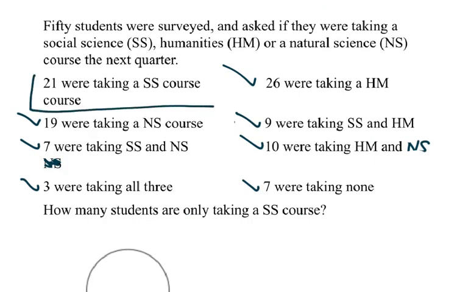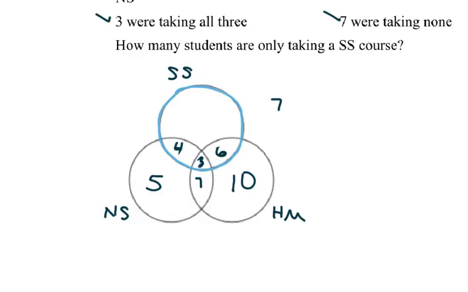Lastly, we have 21 are taking social science. That's a total of 21. So in this blue ring here, we should have a total of 21 people, 21 students. We already have 6 plus 4 plus 3, that's 13. So when we subtract that, we have 8 students left. Those 8 students are in this section here.